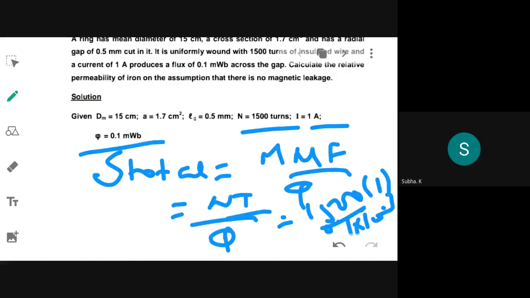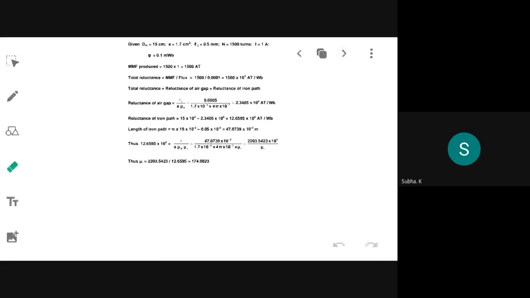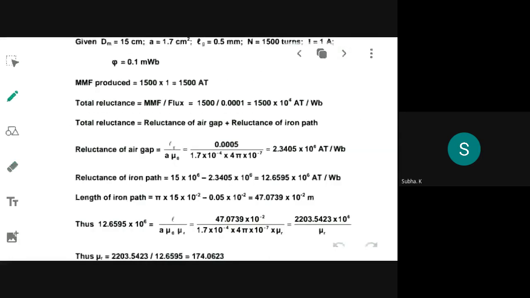Nobody has solved it. You could also use your mobile calculator or your computer calculator. So many possibilities are there and still you are not answering. 15 into 10 to the power 6. The total reluctance is 15 into 10 to the power 6 ampere turns per Weber. Are you getting this answer? Yes, ma'am.